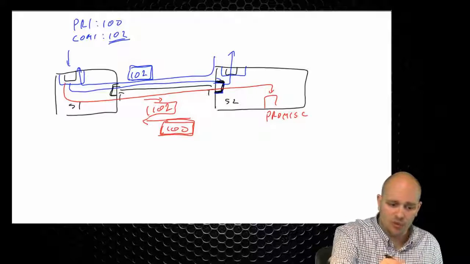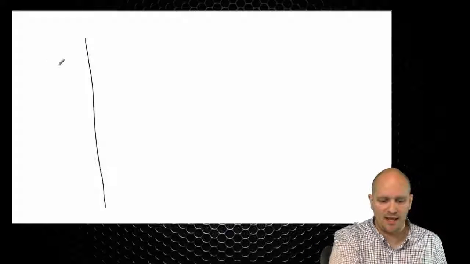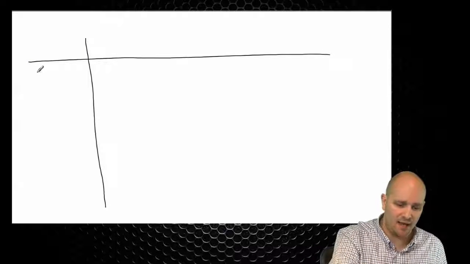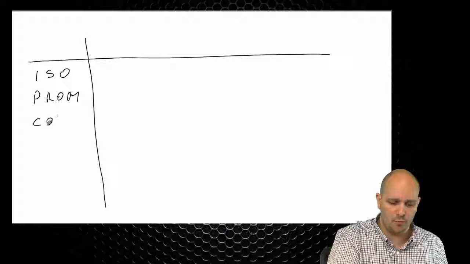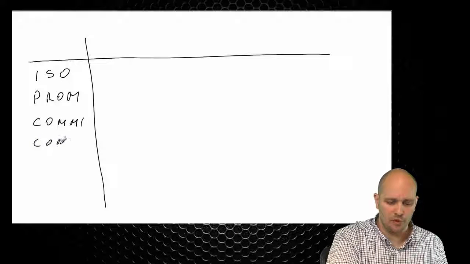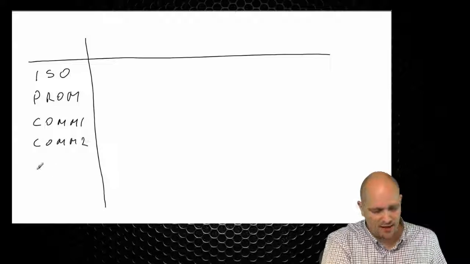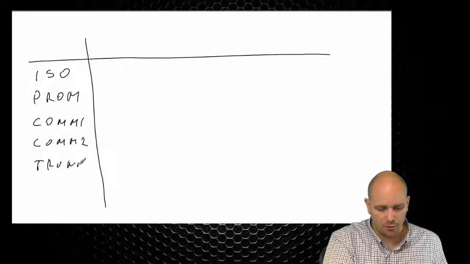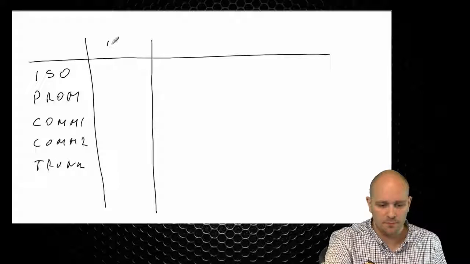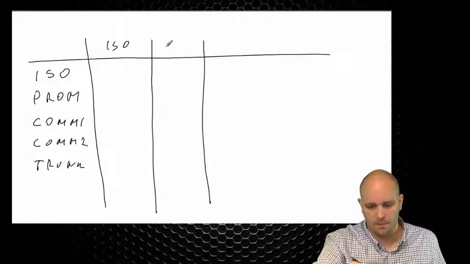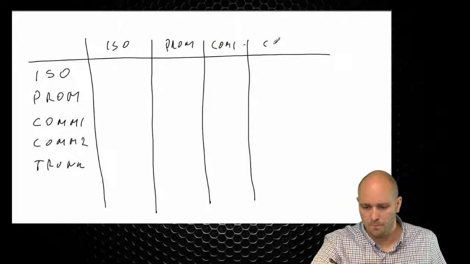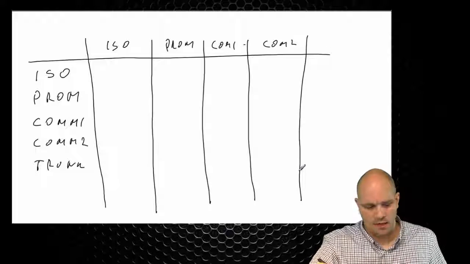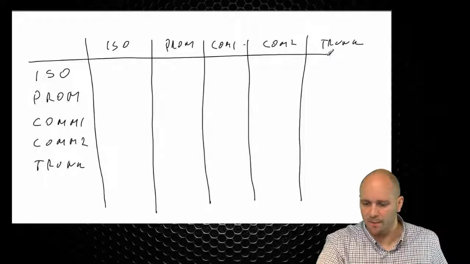So really, to understand what is going on here, let's create a very, very quick table. Let's say that we have an isolated VLAN, a promiscuous VLAN, community 1, community 2, and just a regular trunk port. So let's repeat the same thing here: the isolated VLAN, the promiscuous port, community 1, community 2, and let's have the trunk.